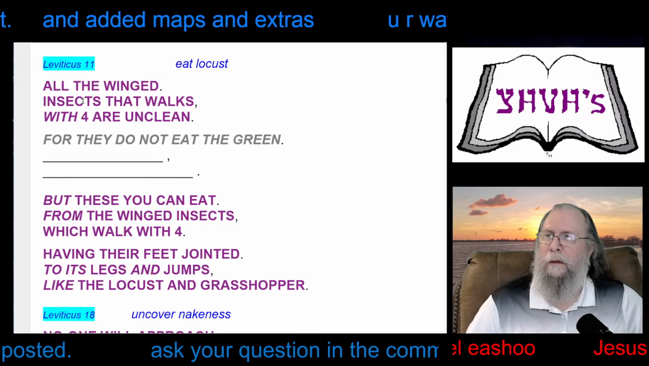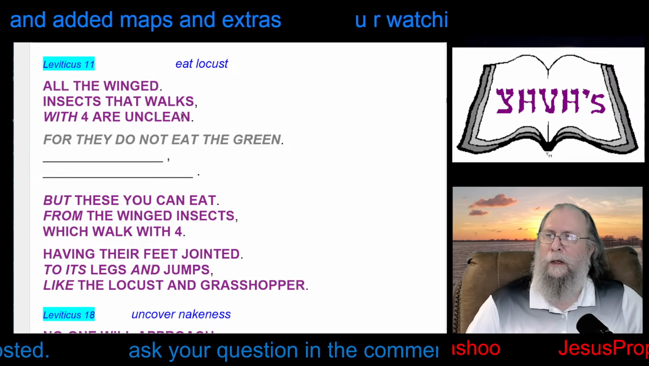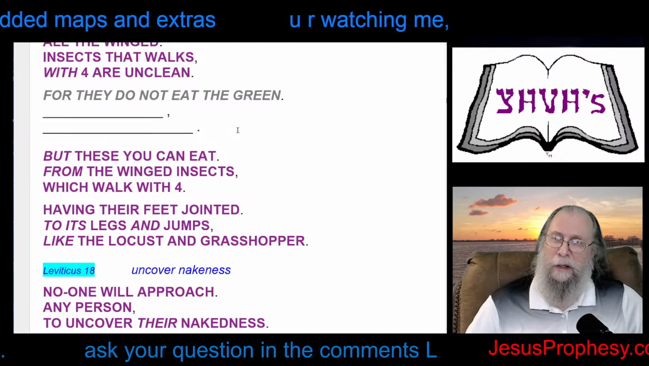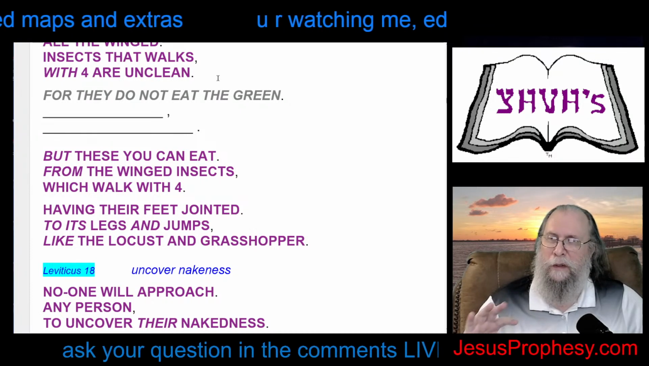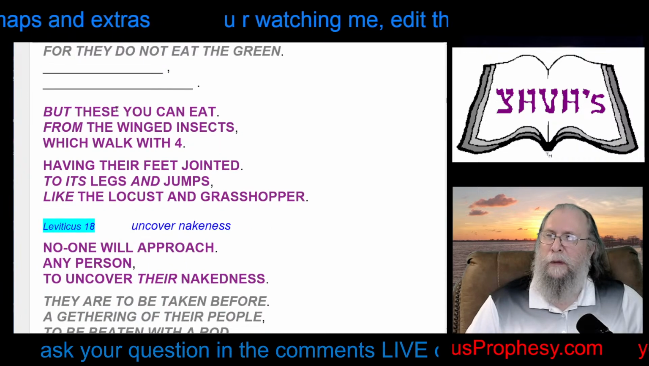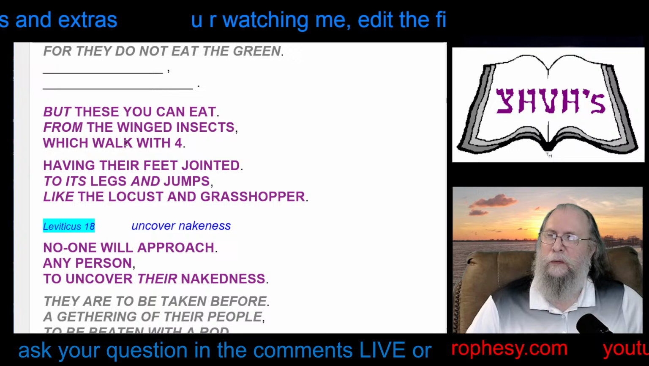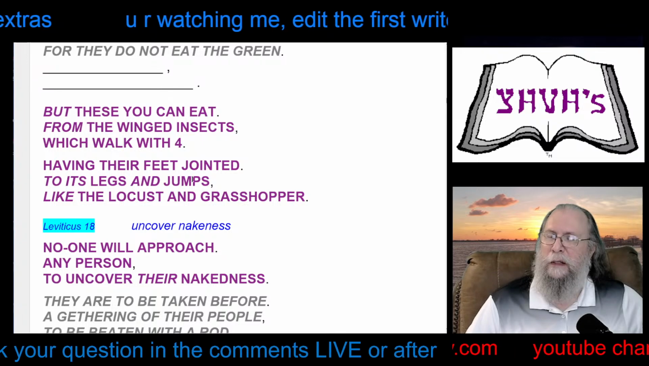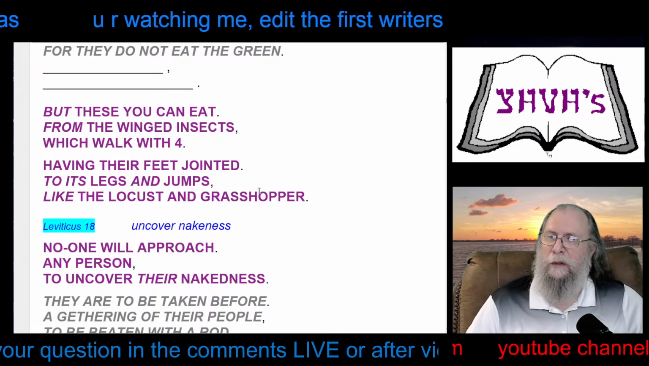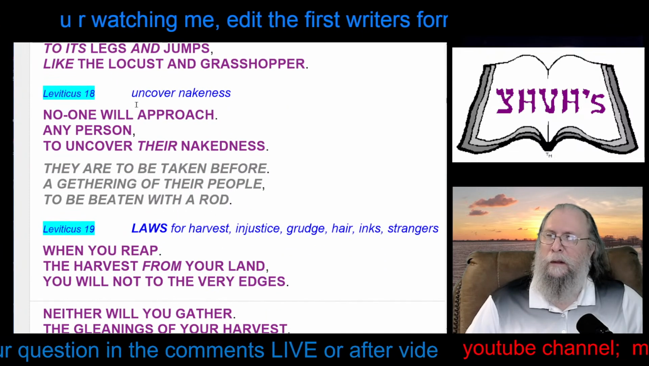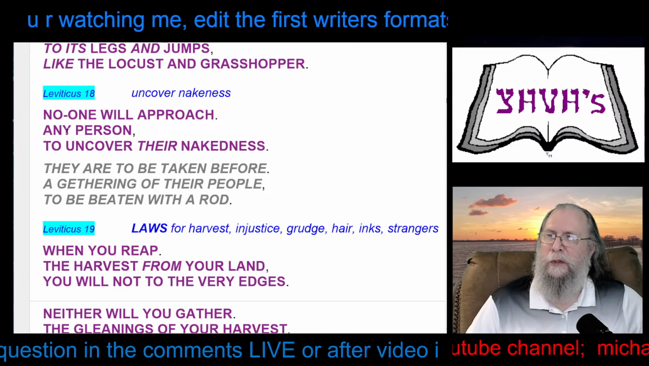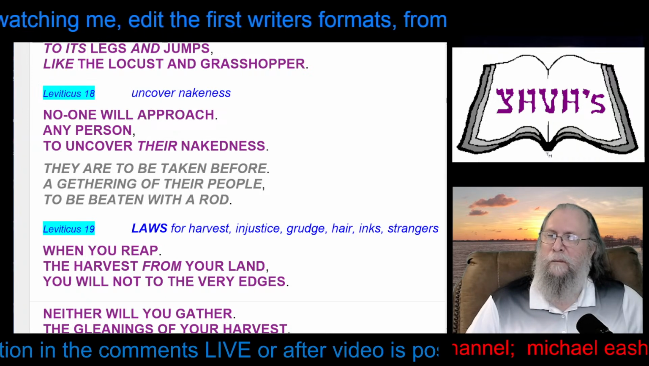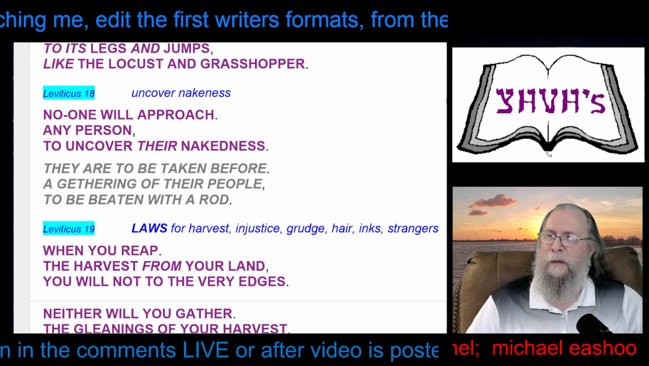All the winged insects that walk with four are unclean, for they do not eat the green. That I put in because I just know that comes from how he divided the meats we eat. But these you can eat from the winged insects which walk with four, having their feet joined to its legs and jumps, like the locust and grasshopper. Uncovered nakedness. No one will approach any person to uncover their nakedness. They are to be taken before a gathering of their people, to be beaten with a rod.